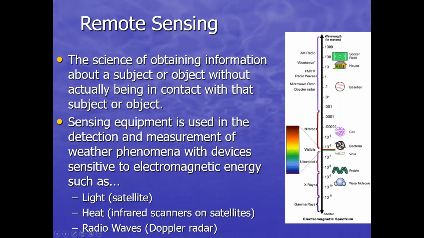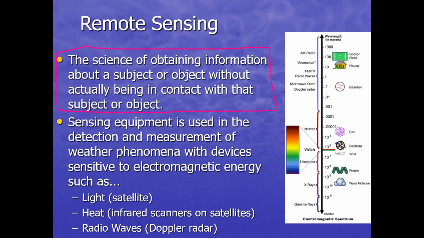So let's jump right in here. The definition of remote sensing is really just the science of being able to obtain information about something without actually being in contact with it. So right now you are remote sensing this lecture by listening to the words that are coming out of your audio speakers. You're remote sensing with your eyes. You're reading the information from the slide. And so we could say that's remote sensing as well.